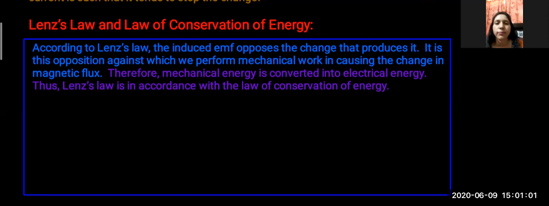So, Lenz's law is in accordance with the law of conservation of energy. I hope this point is clear to you. How Lenz's law is a consequence of conservation of energy.